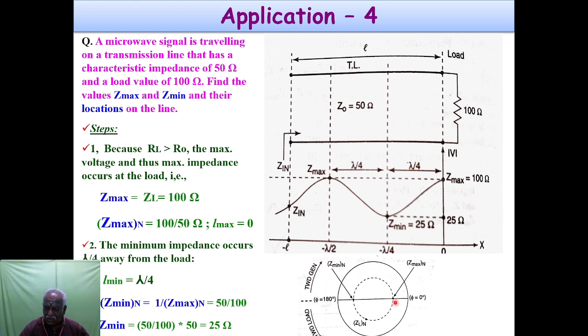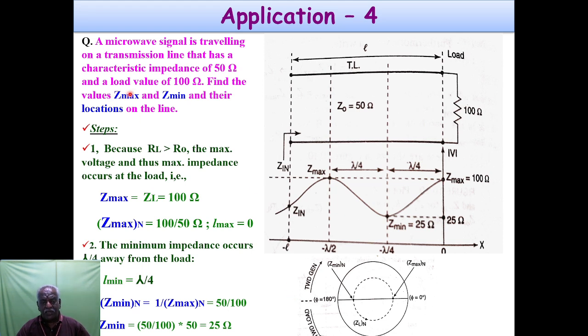Okay, you have to come to this point. That means I have travelled lambda by 4 distance. So how much distance is to be travelled? Lambda by 4 distance. If you go around the Smith chart once, it is lambda by 2. If you go halfway, it is lambda by 4. So Z minimum normalized is equal to 1 by Z maximum normalized, that is 50 by 100. Z minimum is equal to 50 by 100 into 50. The actual value is 25 ohms.